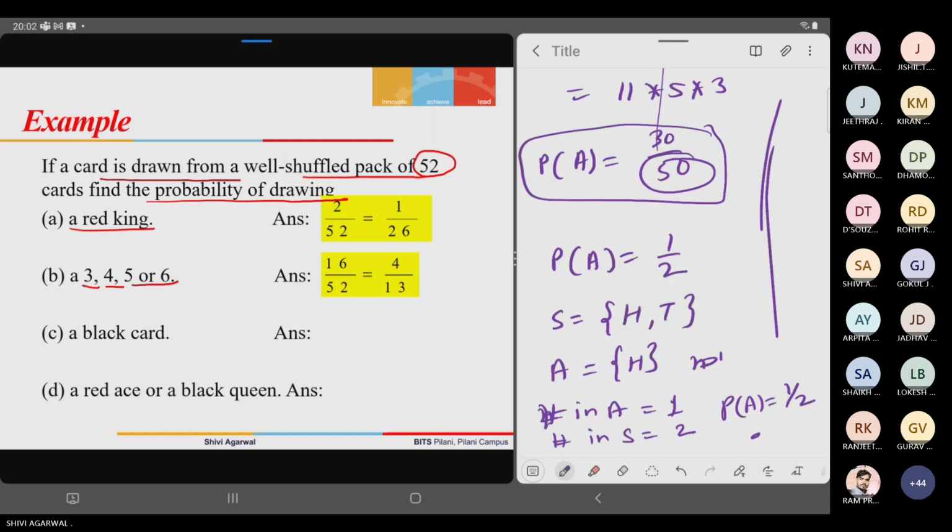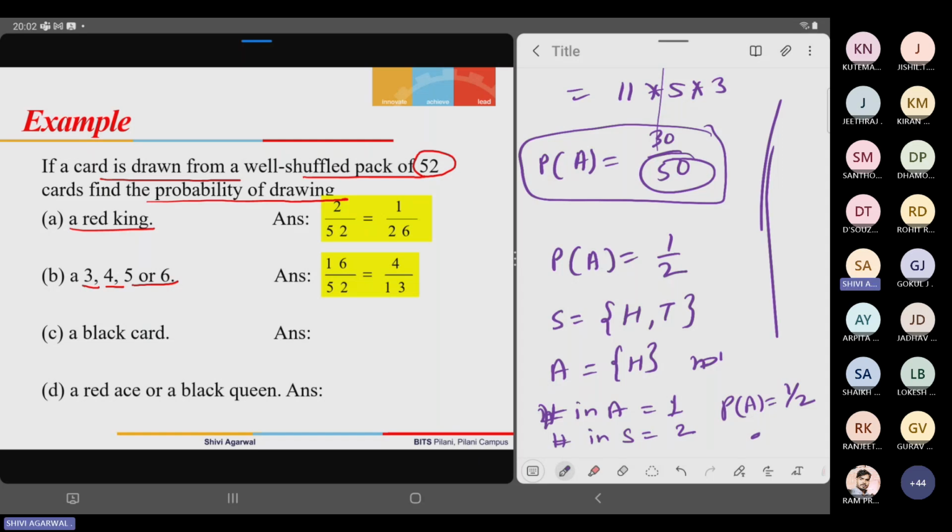Correct. So I believe most of the students are able to get it. 4 threes, 4 fours, 4 fives, and 4 sixes. All 4 types of cards, and there are 4 cards of each type. So 4 multiplied by 4. These are the 16 favorable cases for us. Total 52, so 16 by 52 we are talking about.